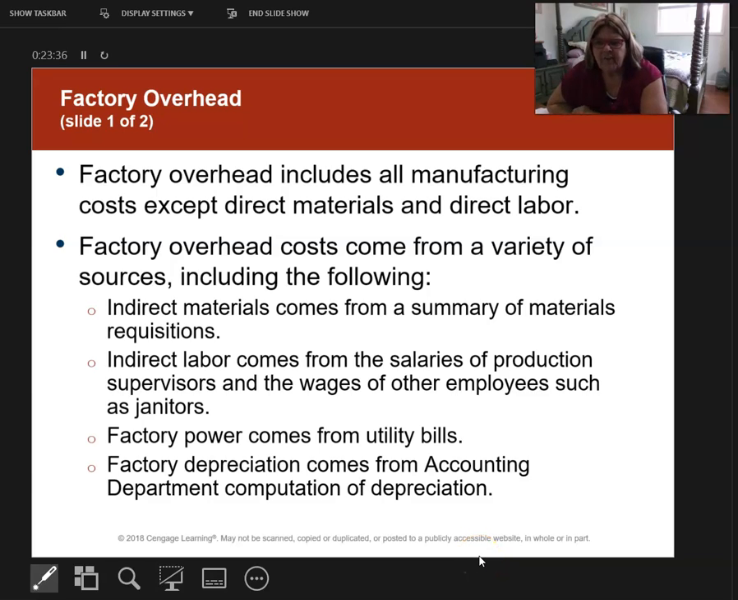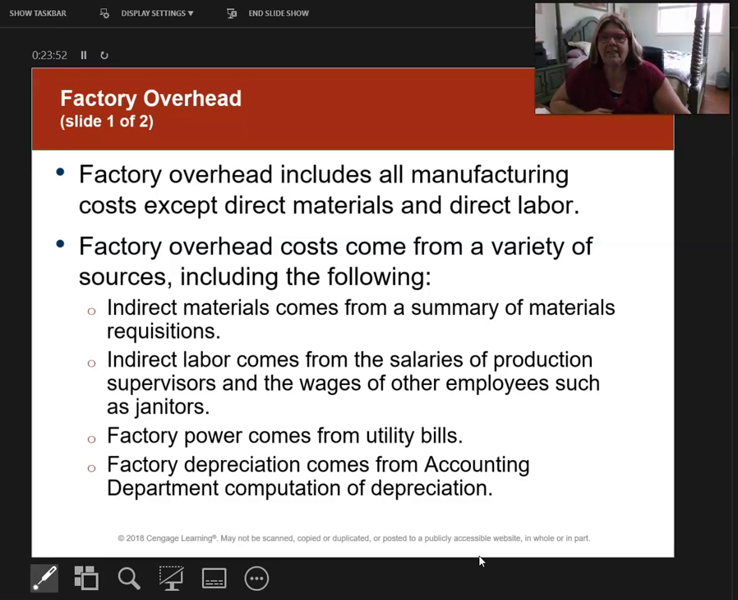So let's continue with video number 3. We're going to talk about, this is chapter 2 or 16, depending on which version you have, how I bring in factory overhead. So factory overhead includes all other costs except direct materials and direct labor.